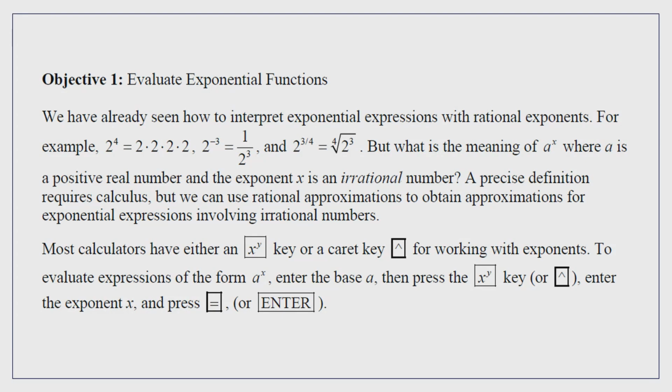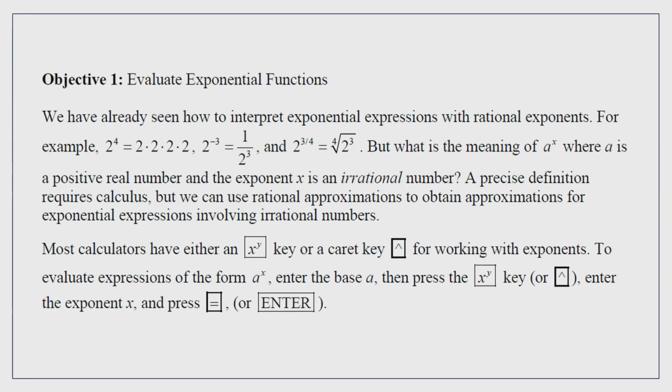We've already seen how to interpret exponential expressions with rational exponents. For example, 2 to the fourth equals 2 times 2 times 2 times 2. 2 to the negative third equals 1 divided by 2 to the third. And 2 to the power 3/4 equals the fourth root of 2 to the power 3.